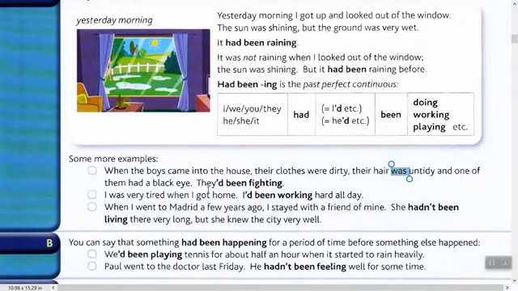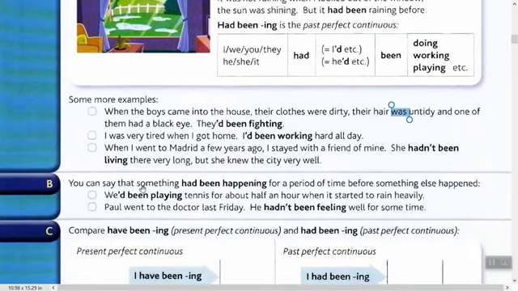So what do we conclude before this event? If they were like this before, they had been fighting. They had been fighting. Okay. I was very tired when I got home. Then we say yesterday when I got home, when I arrived home, I was very tired. I had been working hard all day. All day. You see here? So you can say that something had been happening for a period of time before something else. This is the usage. Okay, for something else.